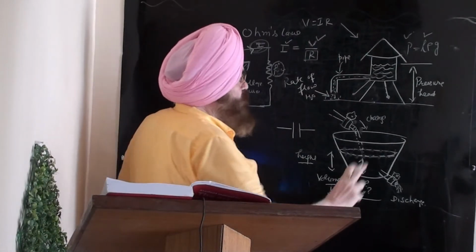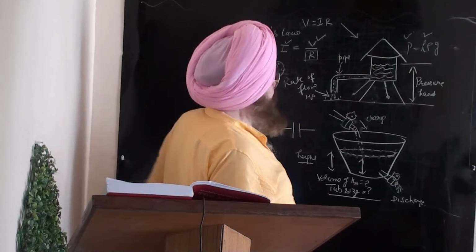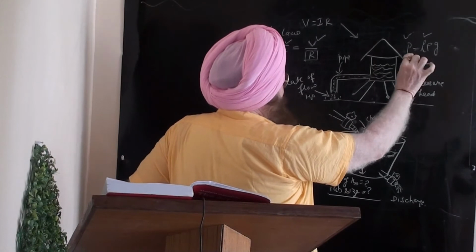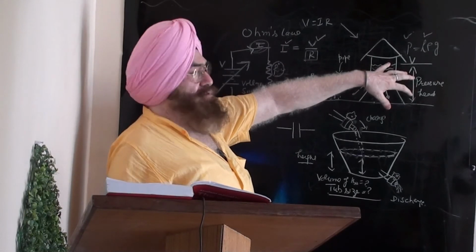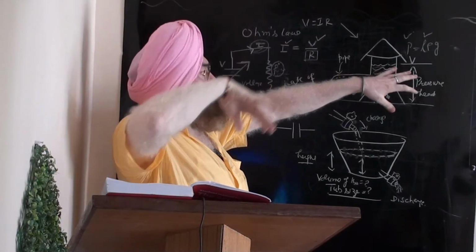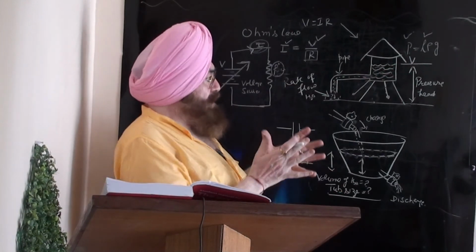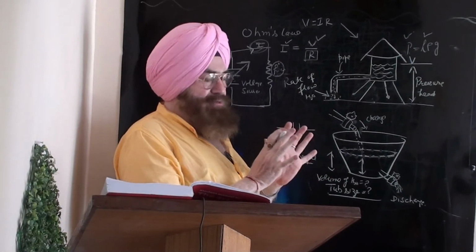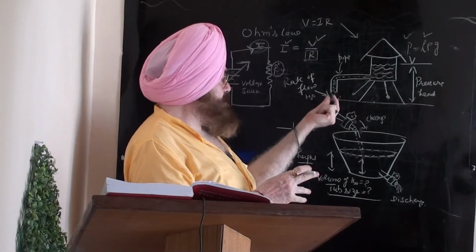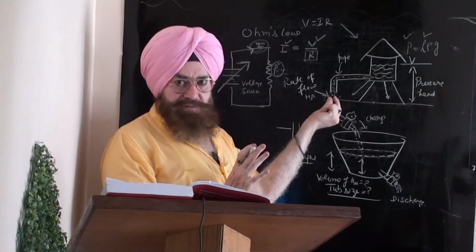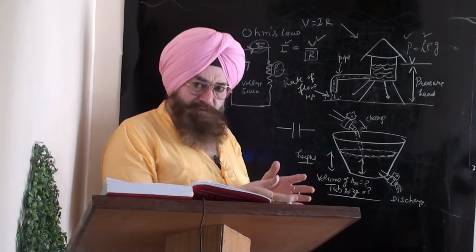What do you think? Let me give a hint. The pressure head is like voltage. If the level is higher from the ground, there is more pressure, meaning more voltage. Then you tell me in the comments box, explain what about the current here. Do you say the rate of flow of water is the current?